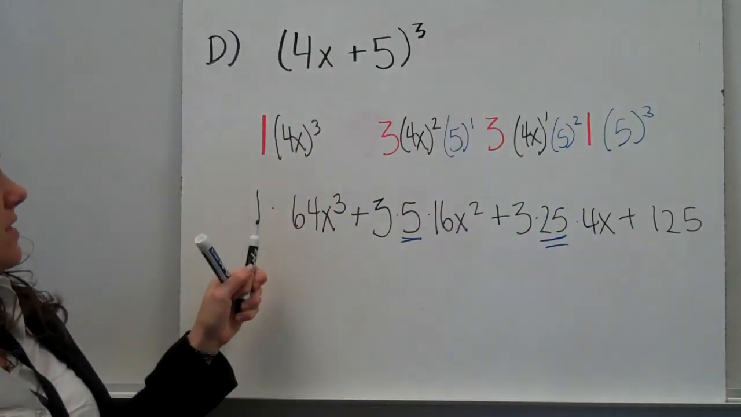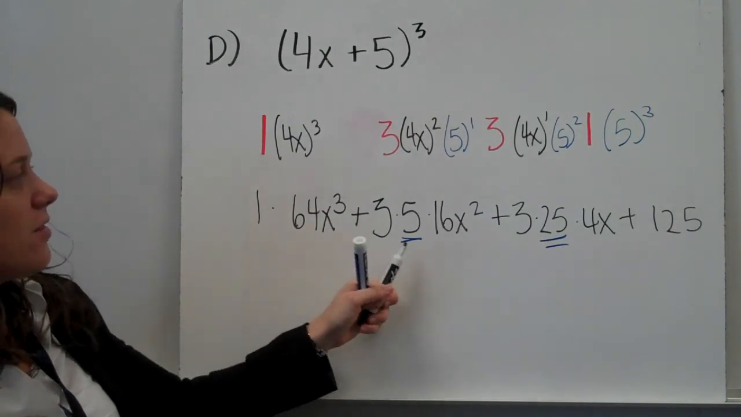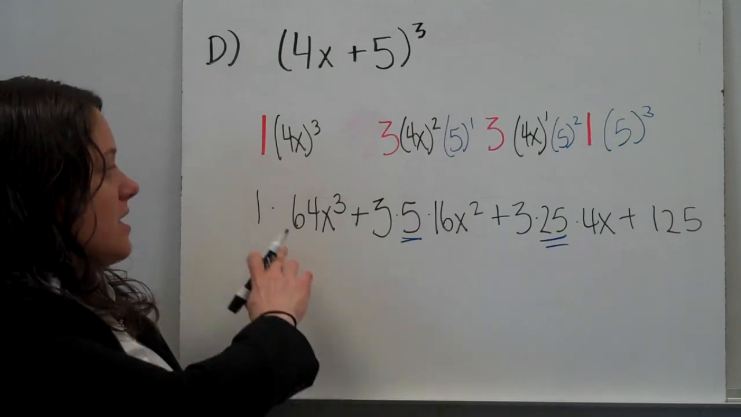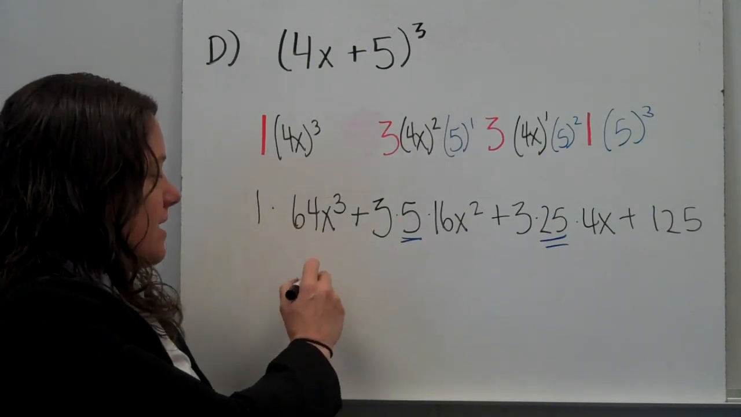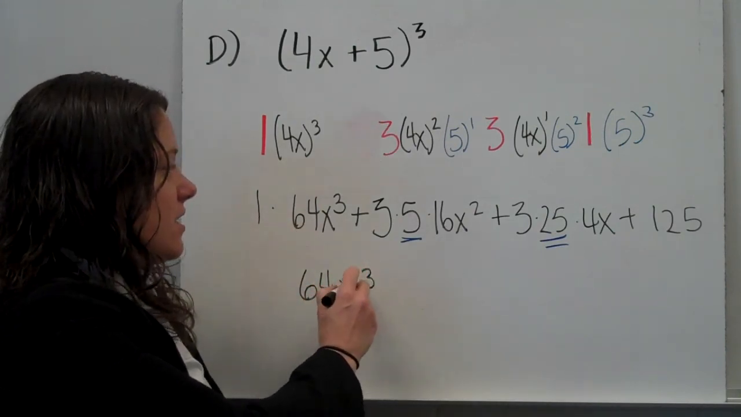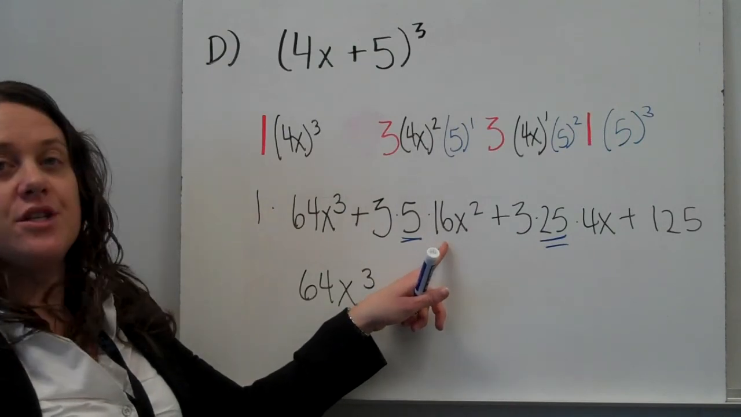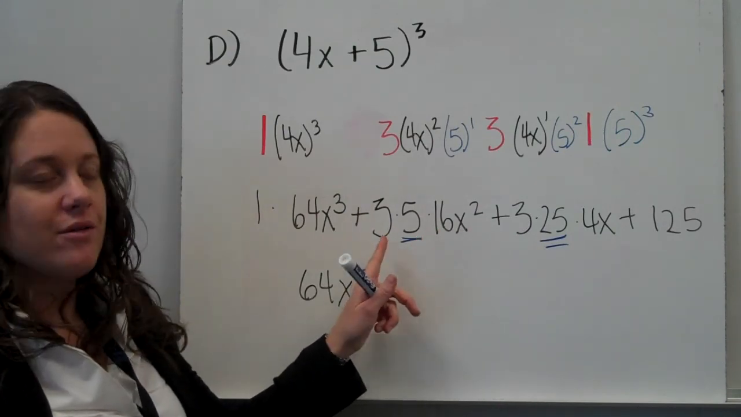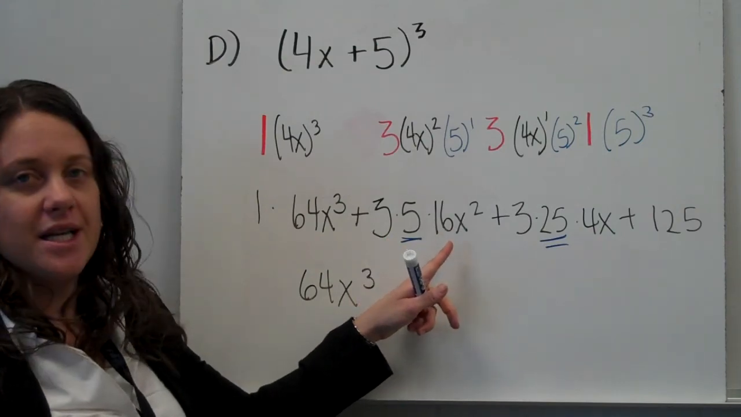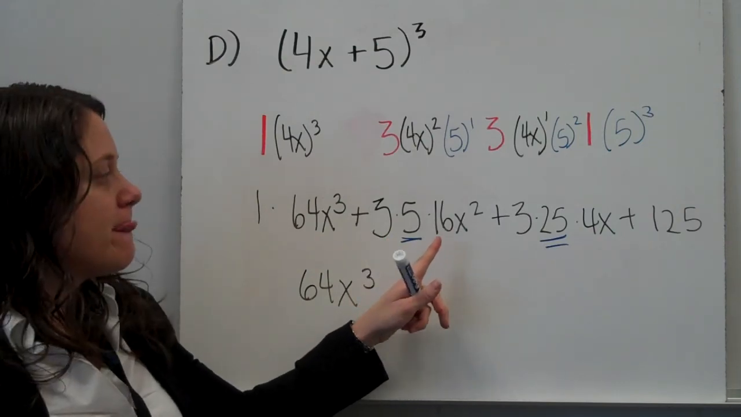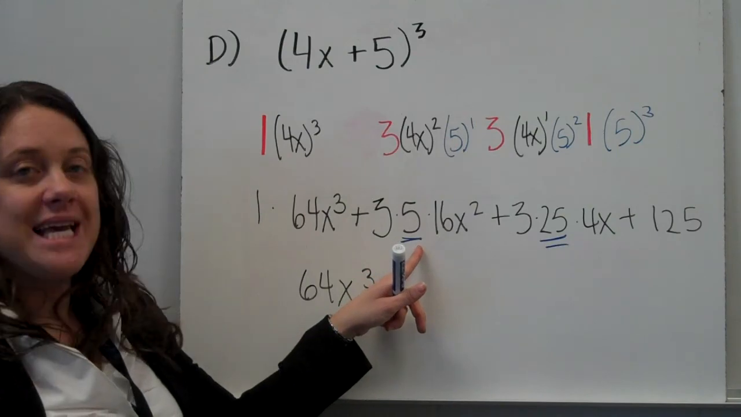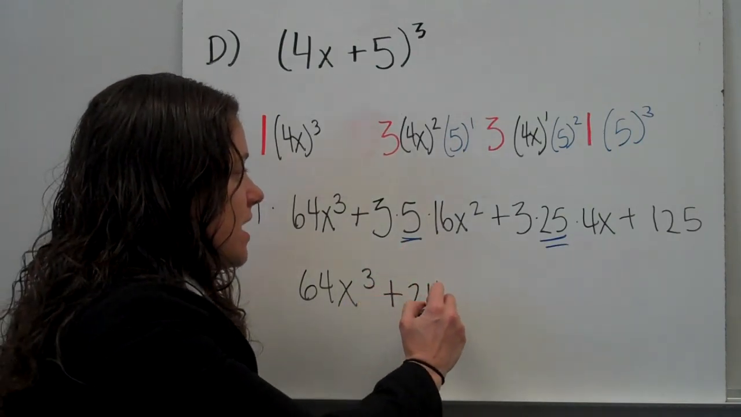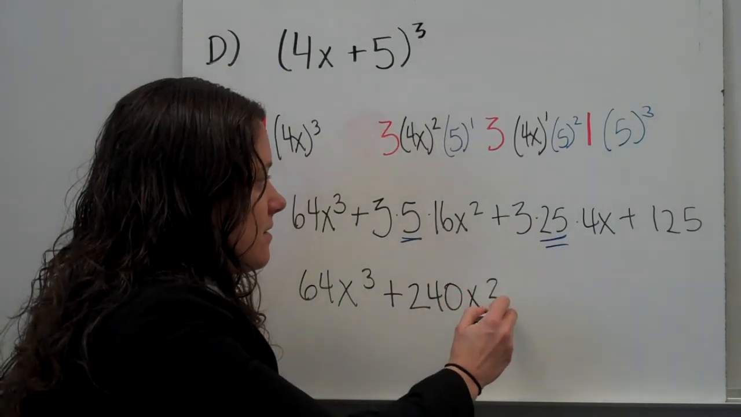And then you know that these are the coefficients. Okay, the 1, 3, 3, and 1. So now I'm going to go back and multiply these. So 1 times 64x to the third, I just have 64x to the third. Okay, so now I need to do 16 times 5 times 3, or 3 times 5 times 16, however you think it's easiest to look at it. So 16 times 5 is 80, times 3 is 240, so plus 240x squared.